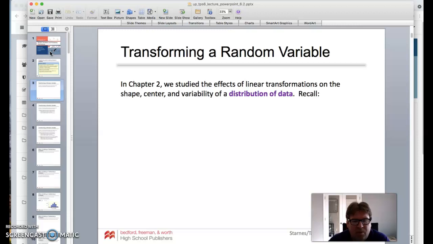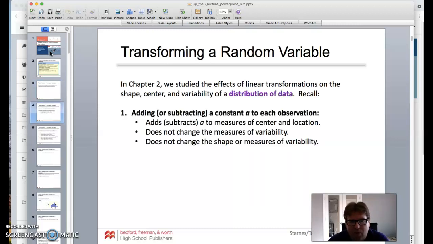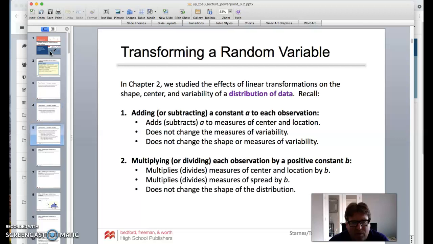So going back to chapter 2, we studied the effects of linear transformations on the shape, center, and variability of the distribution of data. Remember that if you add or subtract, it changes the measure of center and location. It doesn't change variability, and it doesn't change your shape. If you multiply, then yes, it changes the center and the spread, but it does not change the shape. The shape stays the same. It just spreads it out a little bit more.